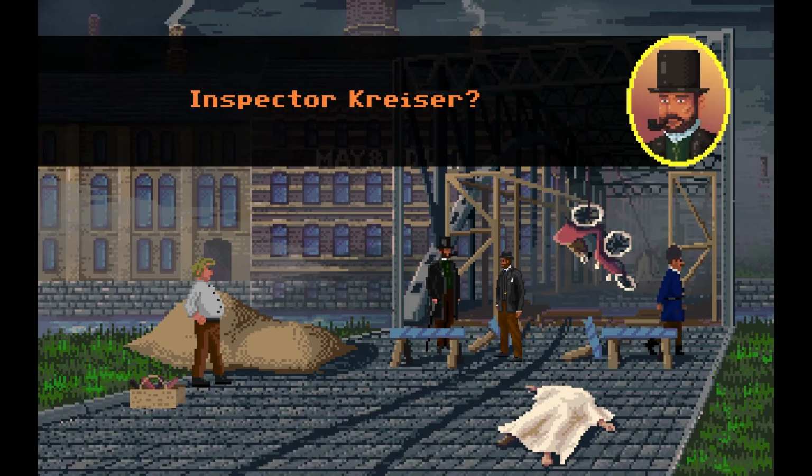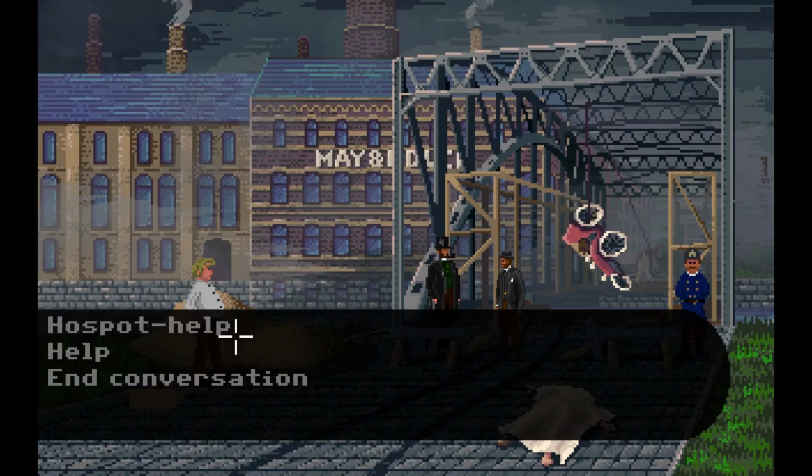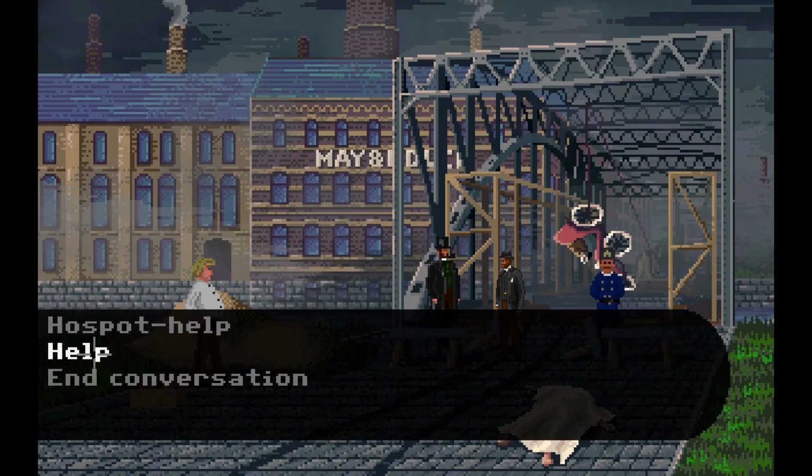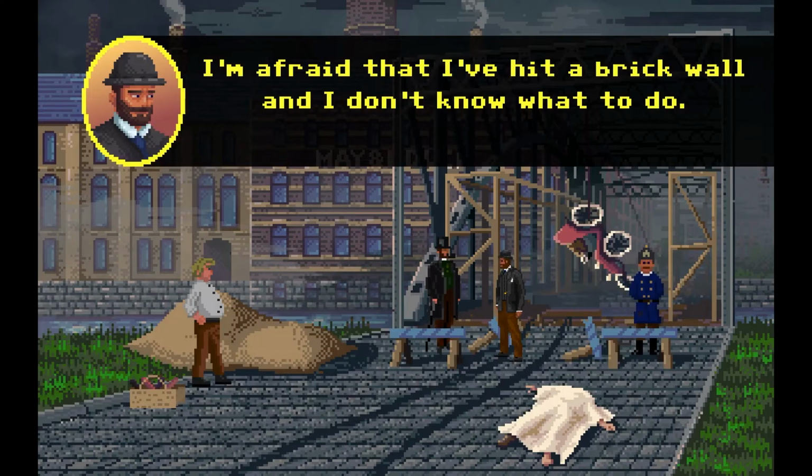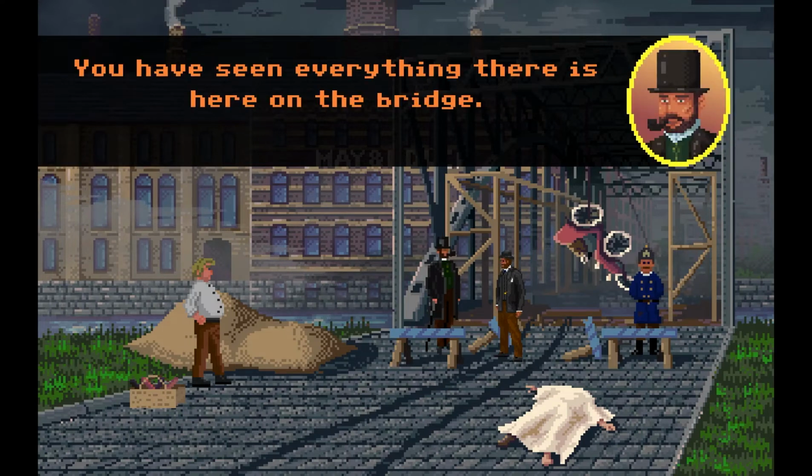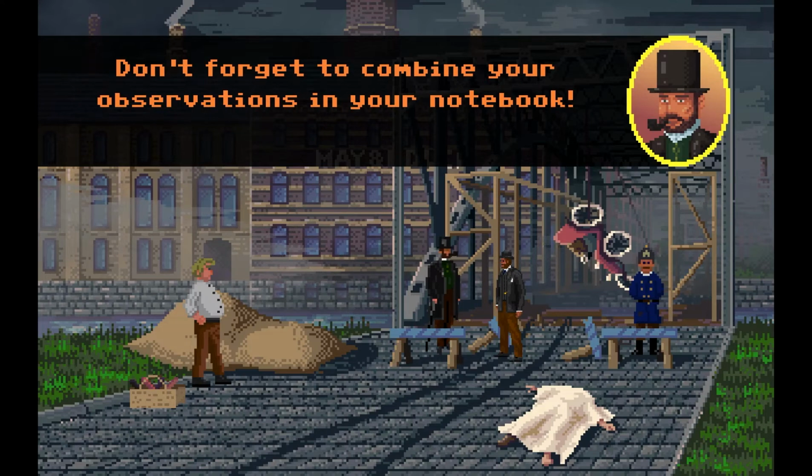Sir? Kommissar Kreiser. I'm a little stuck. Ach, ich fürchte, ich stecke fest und weiß nicht mehr weiter. Oh, the sun? Hier auf der Brücke haben Sie alles gesehen. Vergessen Sie nicht, Ihre Beobachtungen in Ihrem Notizbuch miteinander zu kombinieren.